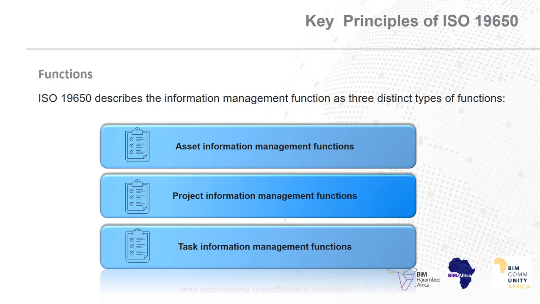some way. There is the asset information management function, which includes tasks in relation to the operation of an asset. The project information management function, which includes tasks in relation to the delivery of an asset, and the task information management function, which includes tasks in relation to the production of information.